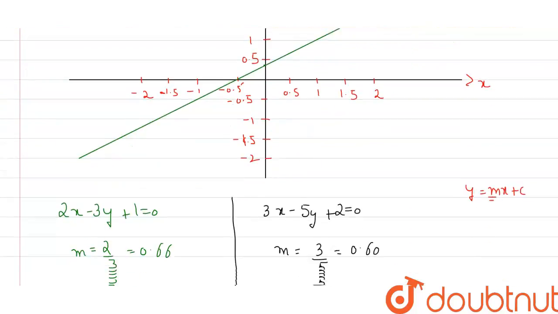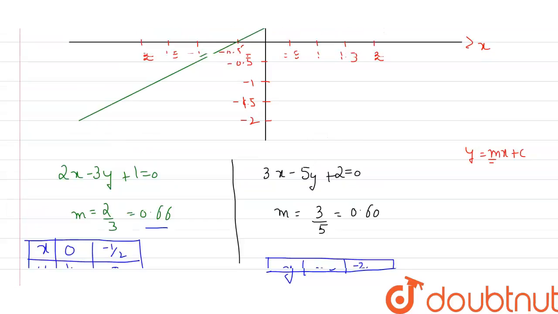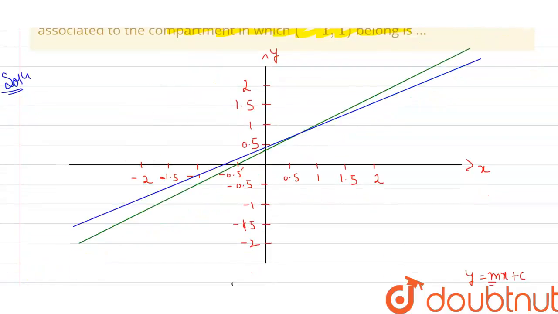Clearly we can notice first of all that this next line has a lesser slope value than this one, so this will be something like this. The line will go like this, because the other line has more slope.